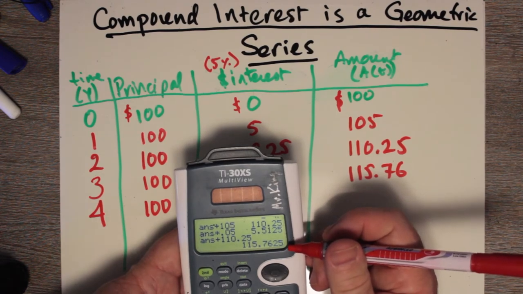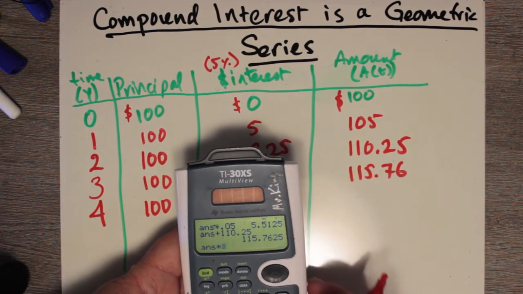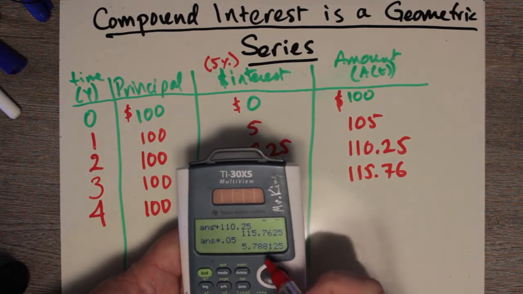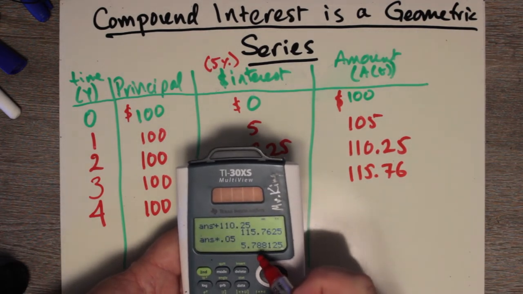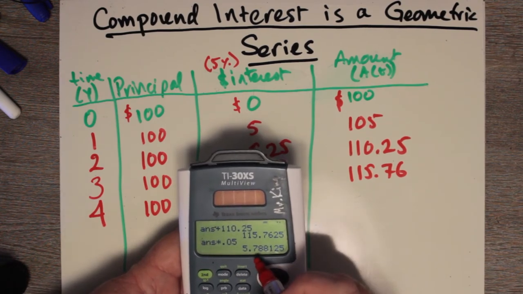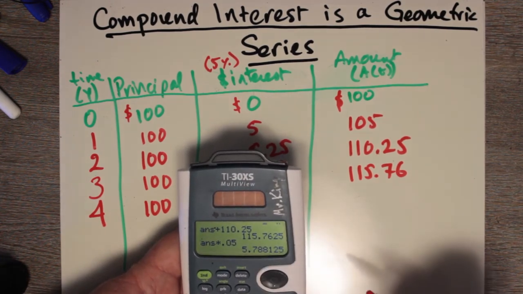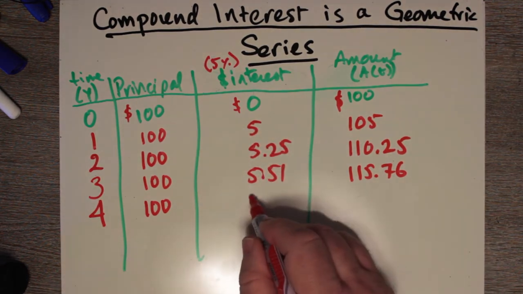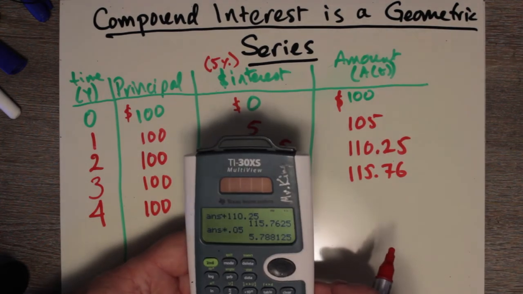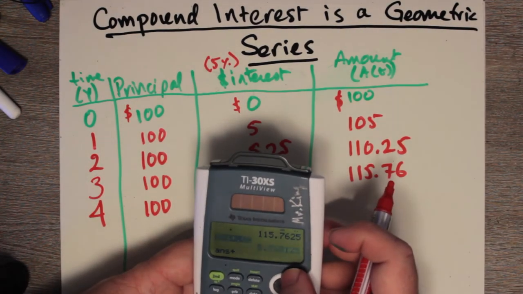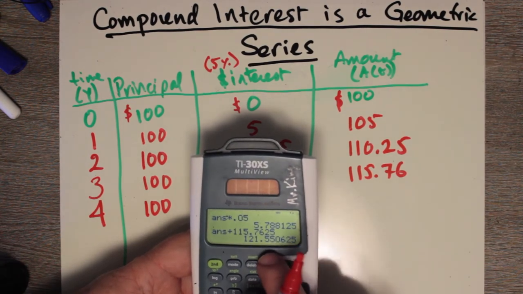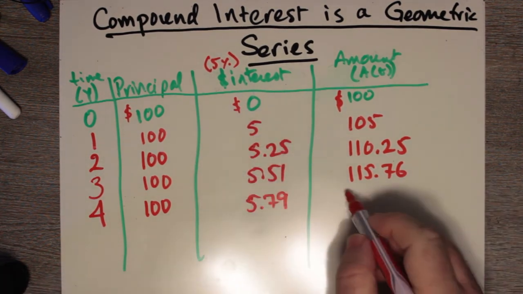So if it's left over on your calculator, just do a straight multiplication times 0.05, and you'll get $5.79, because the 8 rounds to a 9. So $5.79. And then we add that to our last amount. We add that to 115.76, and we get $121.55.